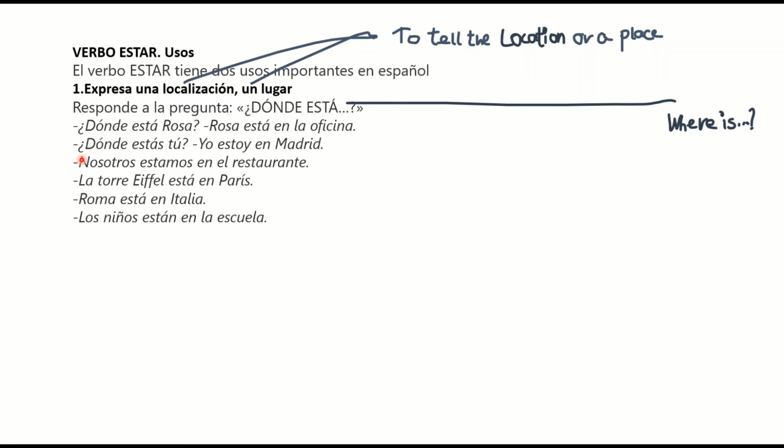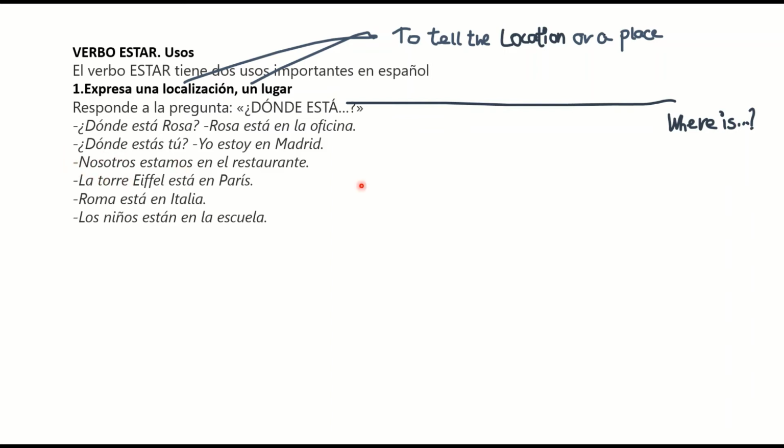¿Dónde estás tú? Where are you? Yo estoy en Madrid. So, we learned the pronoun and the verb conjugation. So, with yo, it's always estoy, yo estoy en Madrid. The question someone is asking, maybe my friend whom I know very well, is ¿Dónde estás tú? So, I'm replying back, yo estoy en Madrid.